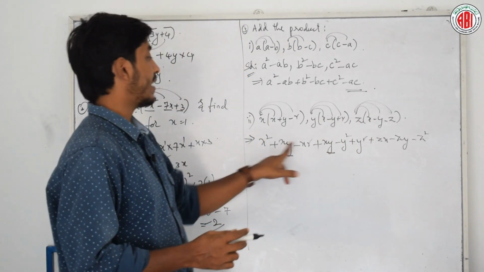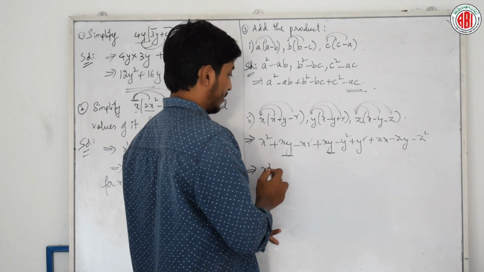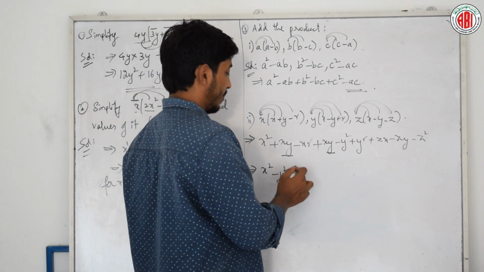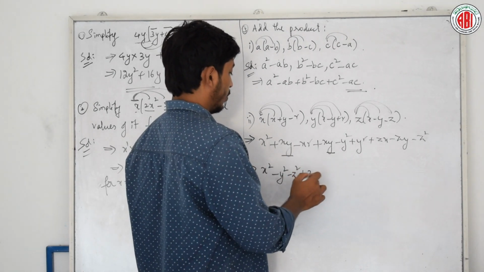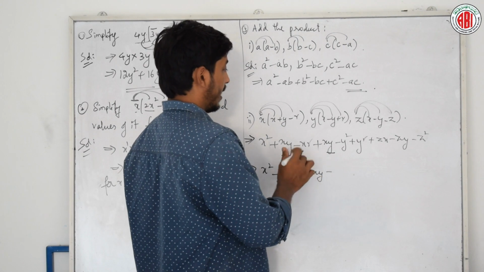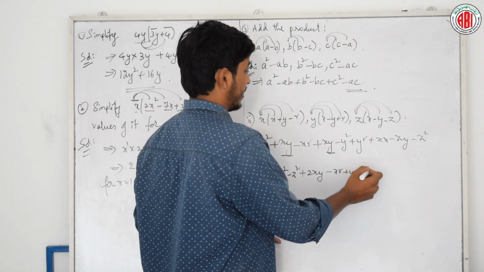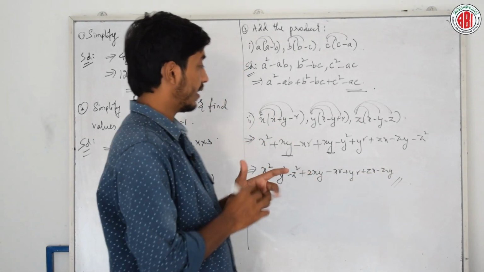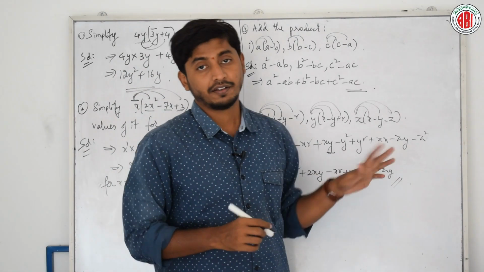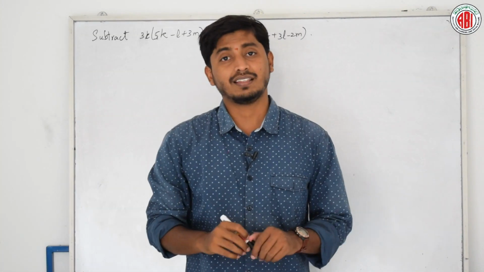Clear? Now let us add these both terms and let us write all squares first. x square minus y square minus z square, xy is plus 2xy, and next xr minus xr plus yr plus zx minus zy. Clear? Did you understand? Fine. Shall we do a few more problems? Let's do.